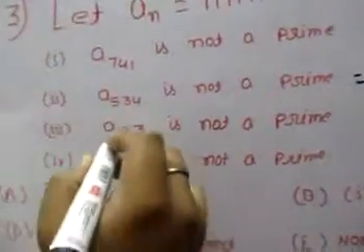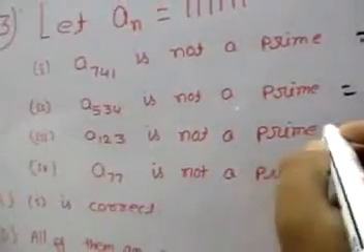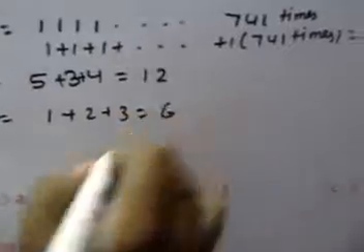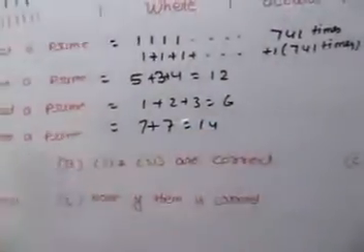Then statement 3, A123 is not a prime. That means the summation of digits here is 1 plus 2 plus 3 is equal to 6, divisible by 3. That means all these 3 statements are correct. This is also not a prime. All these 3 numbers are divisible by 3. Now A77, if you do the same method here, then the sum of the digits will be 7 plus 7, 14. It is not divisible by 3.